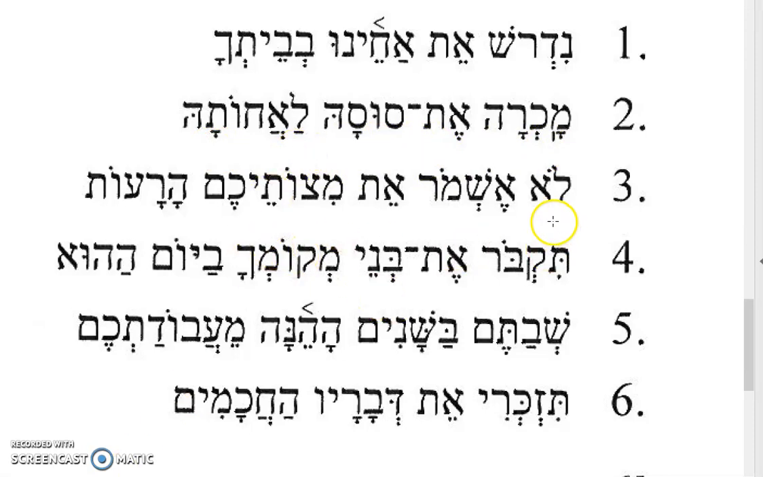Then number 3, lo eshmor et mitzvotekem haraot. Lo is not, and then shamar is to keep. I will not keep, and then direct object marker, et. Then mitzvot is commandments. Should have a doubling there. I will not keep your commandments, and then it's haraot, your evil commandments. I will not keep your evil commandments.